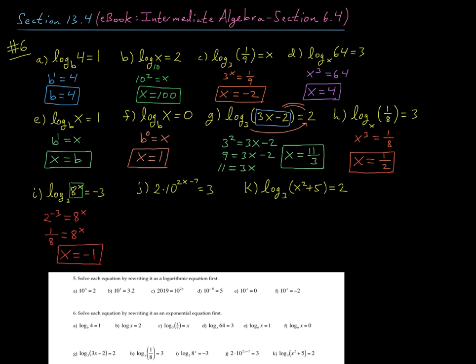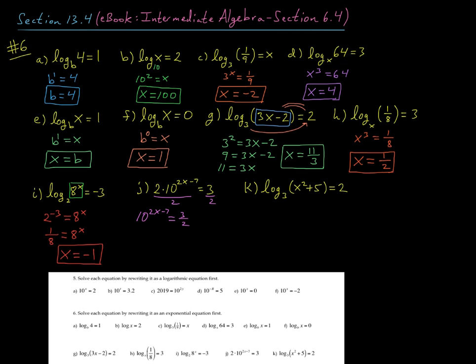All right, now j, this is 2 times 10 raised to the 2x minus 7 is equal to 3. The first thing we could do is undo this multiplication by 2. So let's divide both sides by 2. And that's going to give us 10 raised to the 2x minus 7 is equal to 3 over 2.